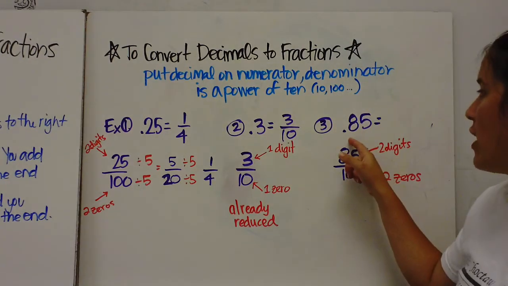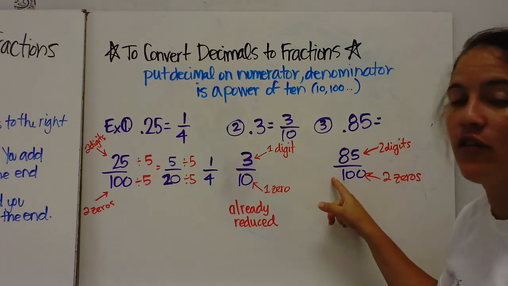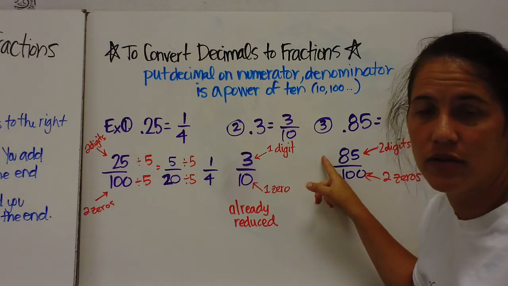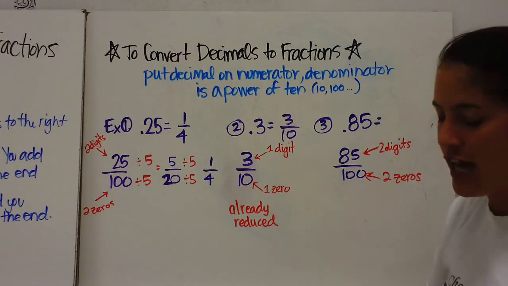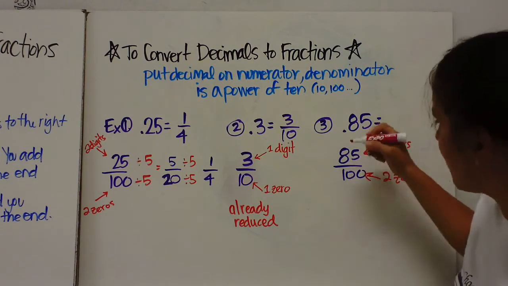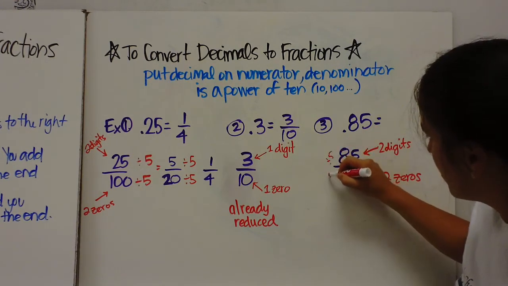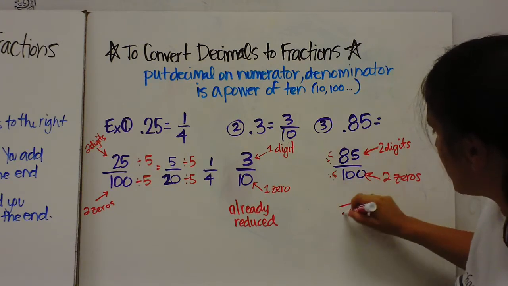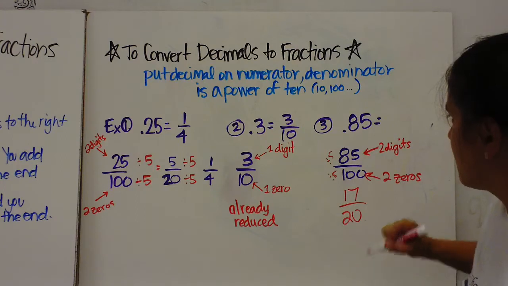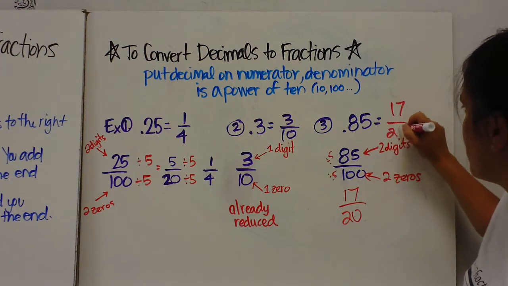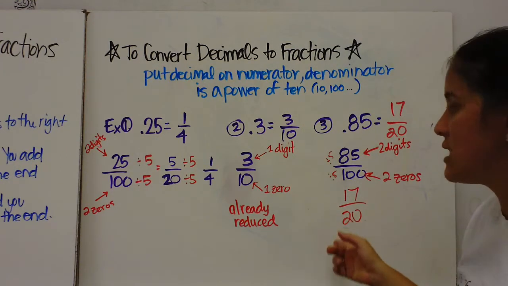Number 3, 0.85. It starts out as 85 over 100 because there are 2 digits in the numerator. You add 2 zeros to make it 100. And now we need to simplify. We can divide by 5. And I know that's going to be 20. Let's see, 85 divided by 5 is 17. And that is already simplified, so our answer is 17 over 20.